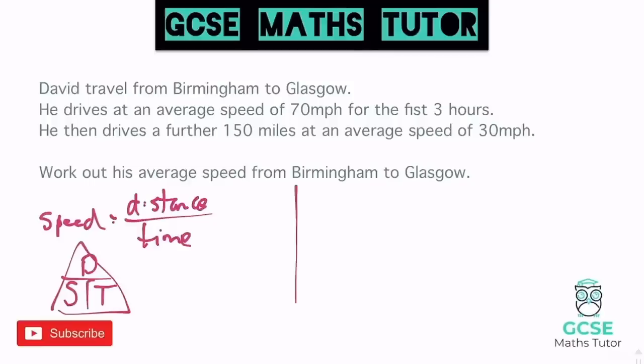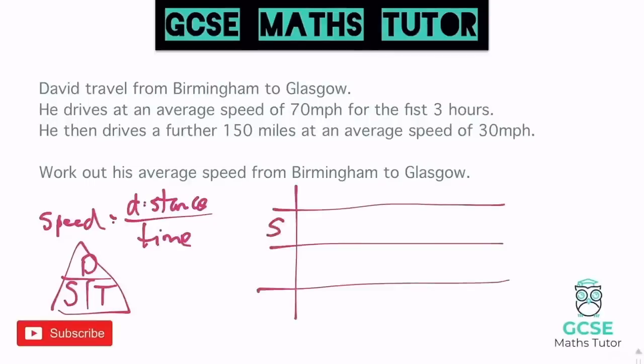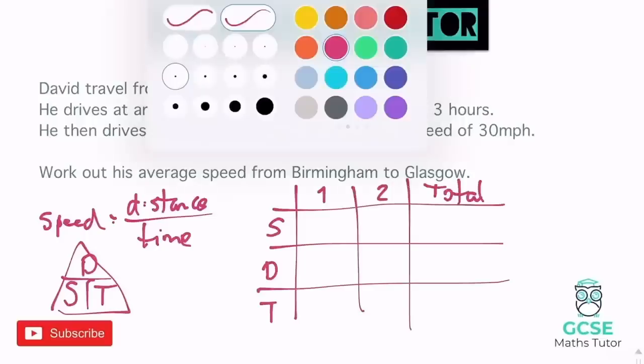So let's see if we can tidy up what we've got here in a little two-way table. And again, for each one, we're going to need a speed, a distance, and a time. Now we've got the first part of the journey, the second part of the journey, and the total journey. So let's split this all up and write in what we've got so far.